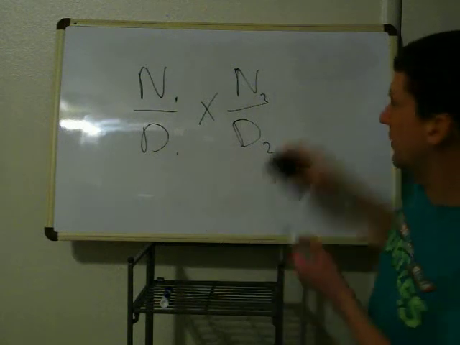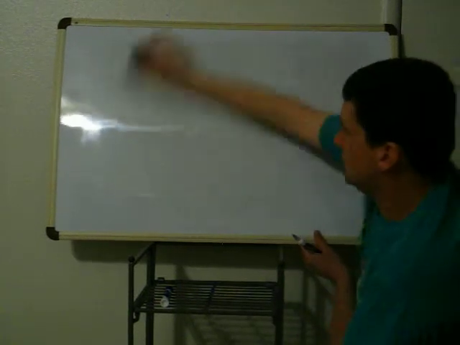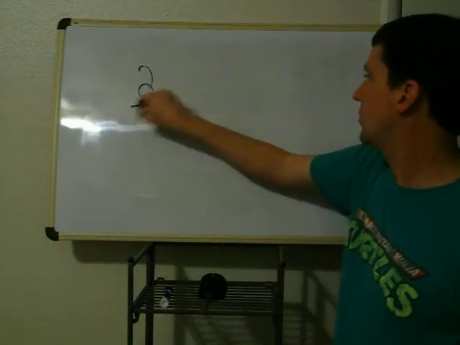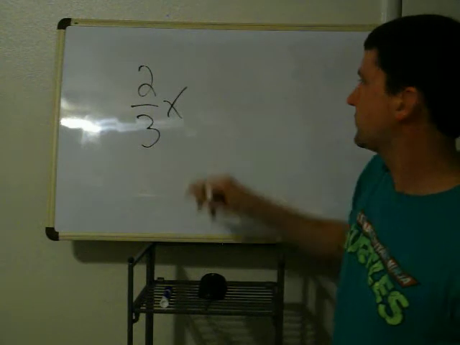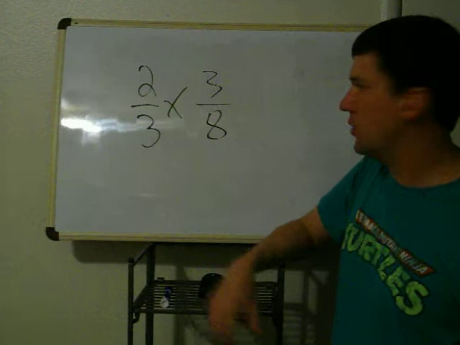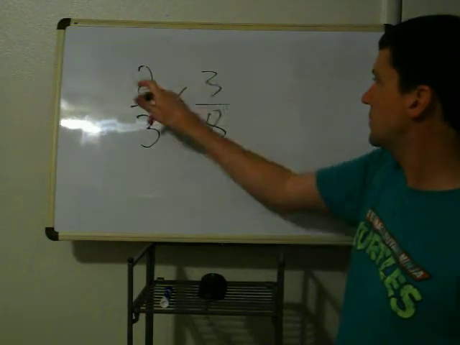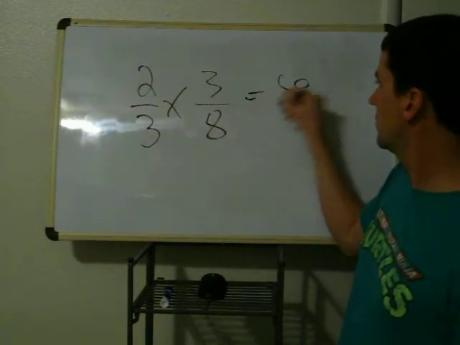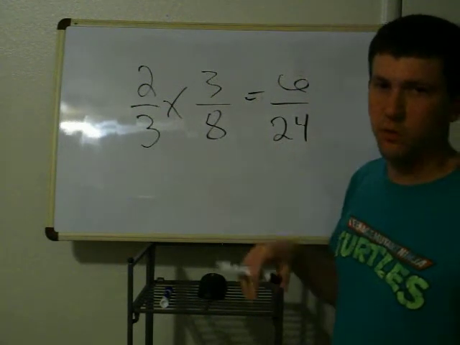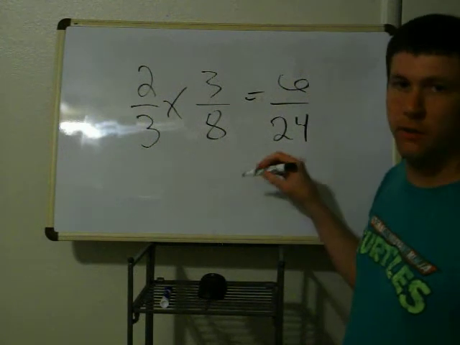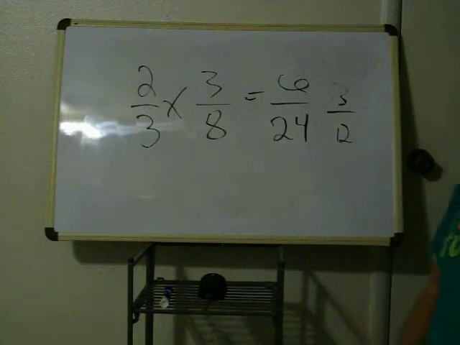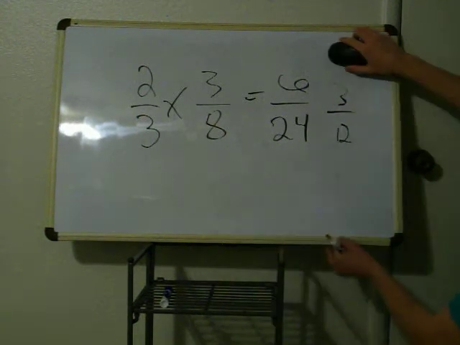So let's just do a quick example. Let's say we want to multiply 2/3 times 3/8. Well, all we do is we just multiply across. So 2 times 3 equals 6, and 3 times 8 is 24. 6 over 24, that is our answer. We can, of course, simplify this to 3 over 12, if we want to. But that's how we do it.